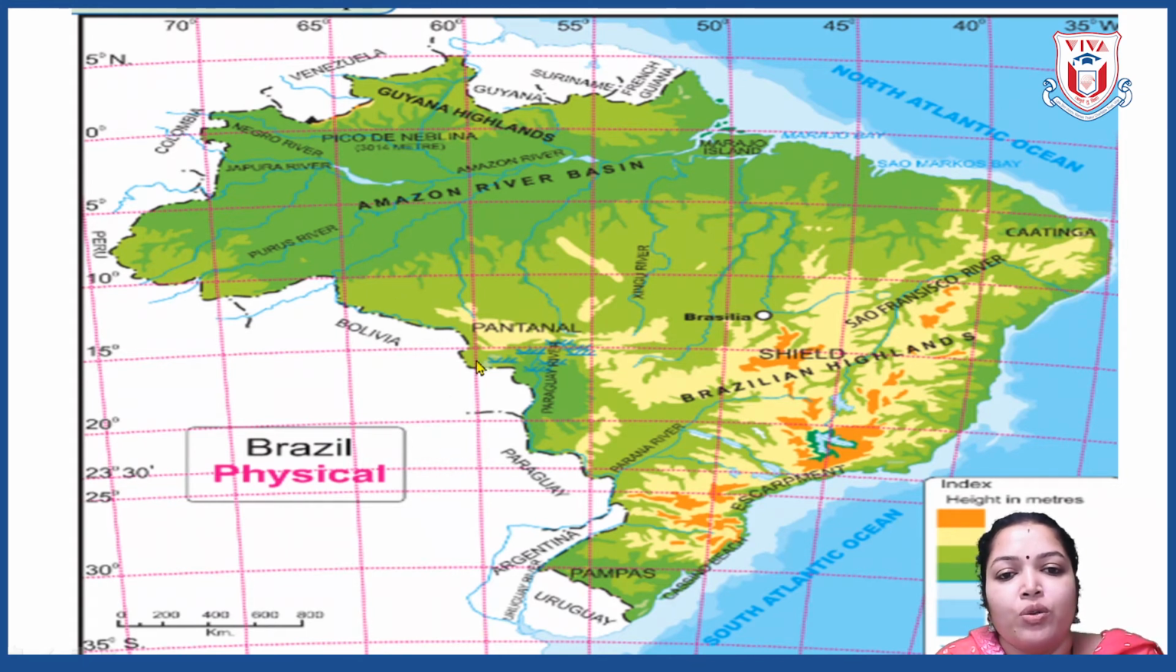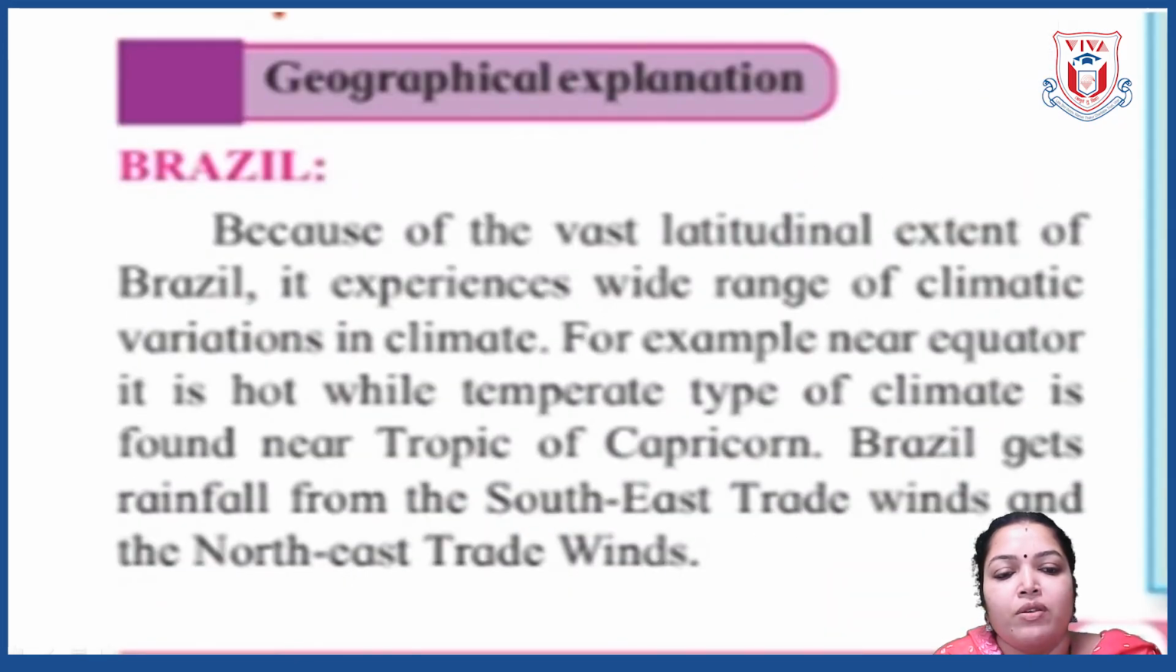I had already shown you in the first slide how the heat zones, temperature zones, are created differently. So, here is the region where it receives maximum temperature, and as we move away the temperature reduces. So, Brazil is having two different types of climate, that is hot, and near the Tropic of Capricorn we may have the temperate type of climate.